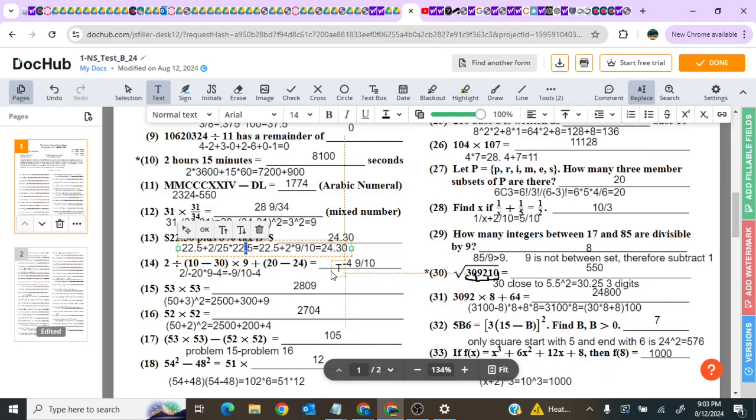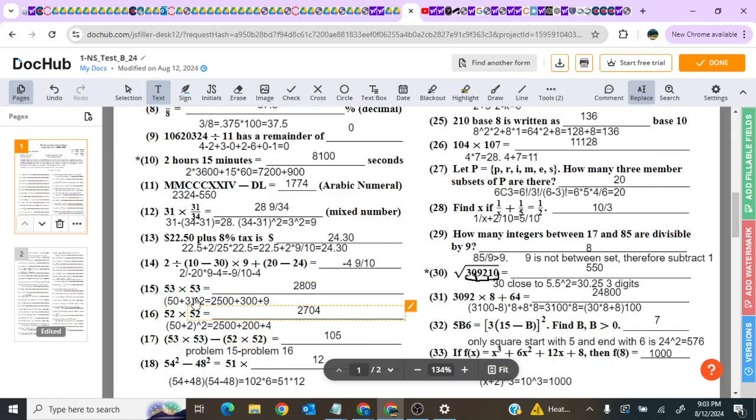53 times 53, so you can imagine it as 50 plus 3 squared, and then you can use FOIL for that. 50 squared plus 3 times 50 times 2, or 300, and then plus 3 squared, or 9. So 2809. And a similar process is done for 52. 50 plus 2, 2500 plus 200 plus 4 is 2704. And then problem 17 is just problem 15 minus problem 16, as you can see, which is 105.